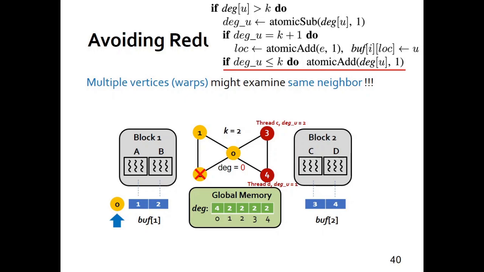Thread B checks the last condition, however it fails. Thread C evaluates the last condition as true, hence it increments the degree of vertex 0. Thread D also evaluates the last condition to true, hence it increments the value. As a result, vertex 0 finally gets the correct core value, that is 2.